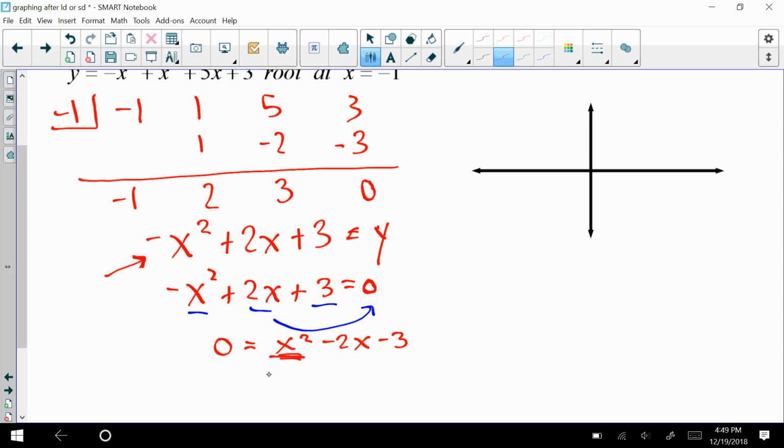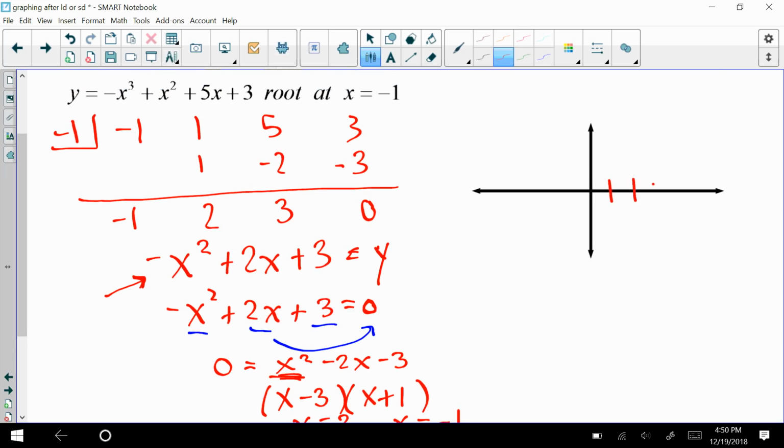So now that I'm in a form that's factored, I know I have 2 numbers that multiply to -3 and add to -2, and that's going to be -3 and 1. So I'm going to have roots at x equals 3 and x equals -1.